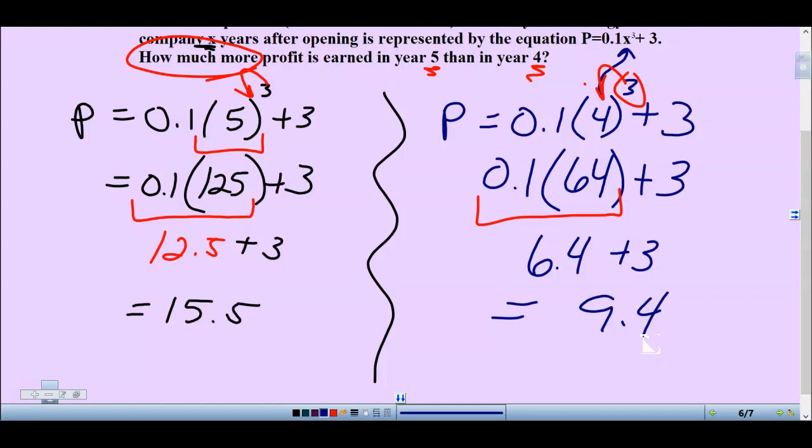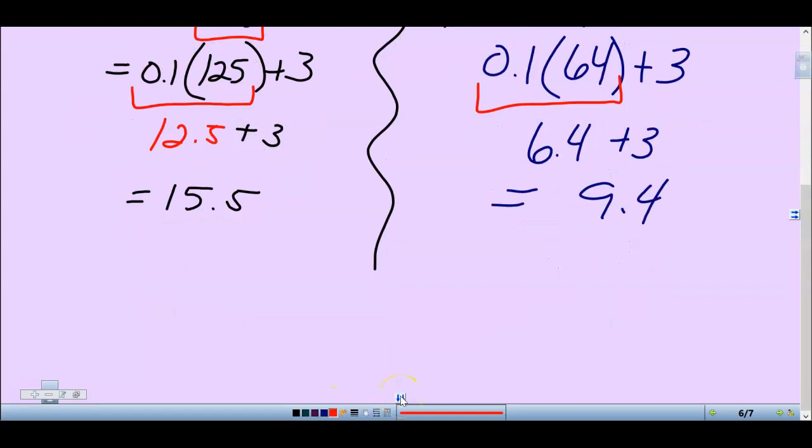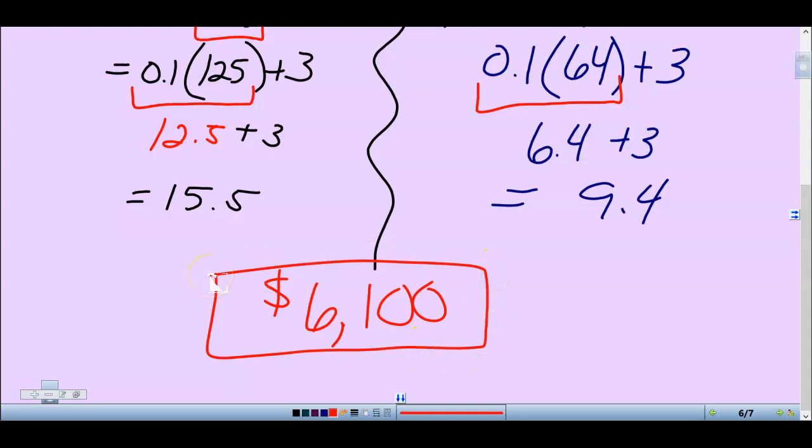Now all that's left is to find the difference. 15.5 minus 9.4. How much more did this company make? They made a total of 6.1 K more, so $6,100 more, if you want to put it into that form.